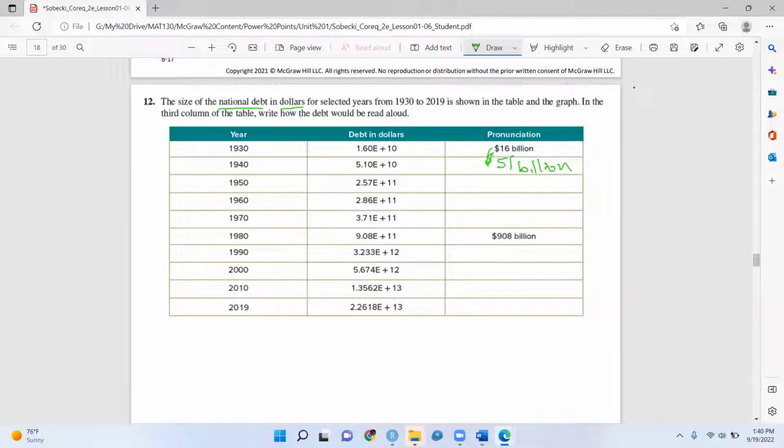Let me do one more. The next one would be $25.7 billion in debt. All right, you all fill in the rest in your little notebooks. Let me give you like 5 minutes, so I actually give you some time to do it. Set a timer for 5 minutes.